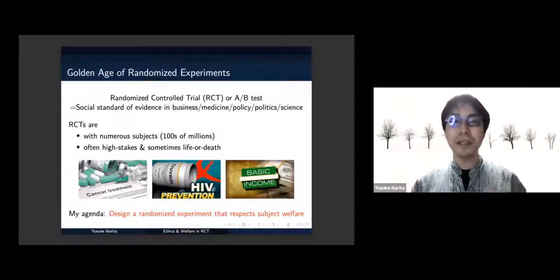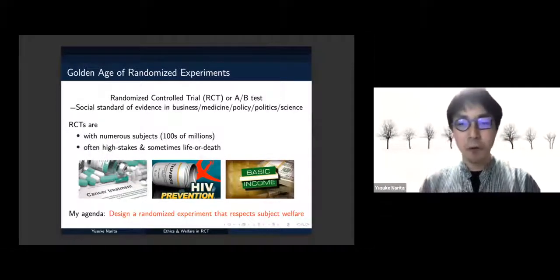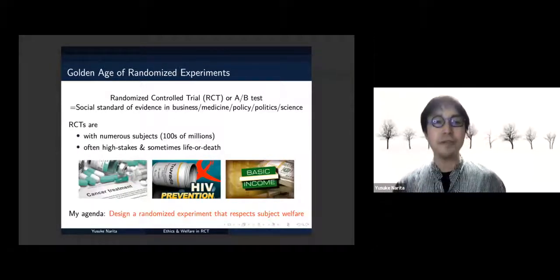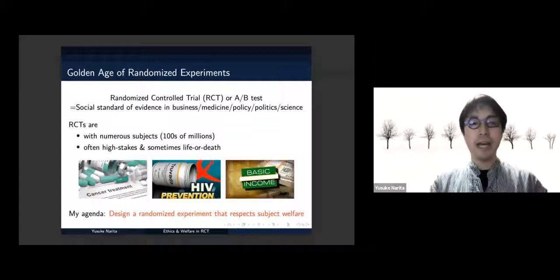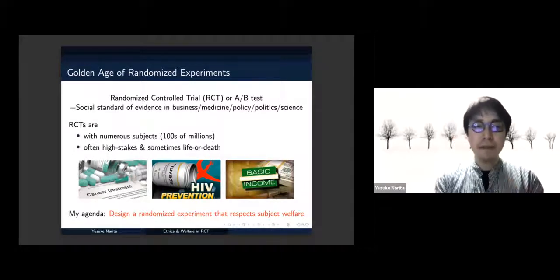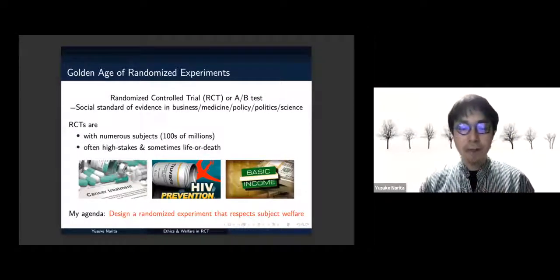And now we are seeing an inflow of lots of RCTs about COVID-19 vaccines as well. Even in social and economic domains, many RCTs allocate critical treatments such as basic income and health insurance, police patrol, and so on. These two points jointly mean that what's happening in RCTs influences the lives of numerous individuals.